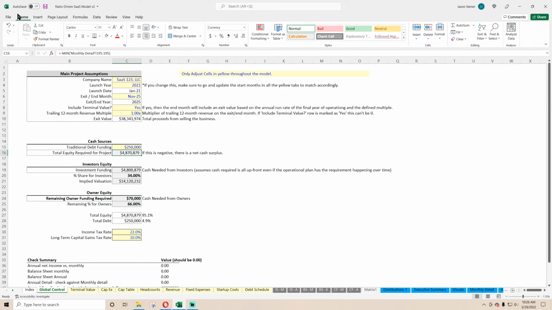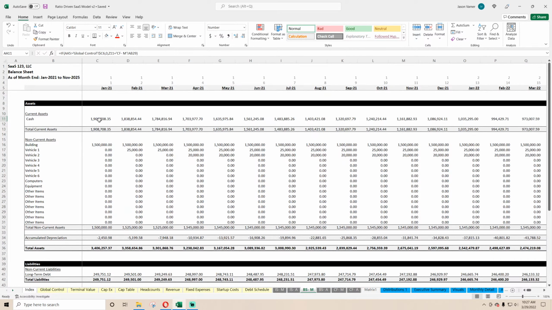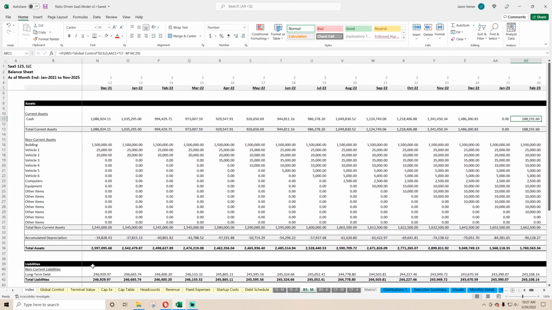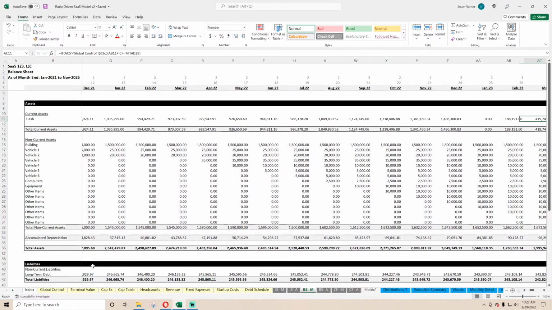So yeah, equity requirements up to 4.8 million now, which means that's what we're going to need from either investors and or owners to cover all the startup costs and expected burn to hire everybody and operate. So, balance sheet. This cash balance should go to 0. There it is. Okay, that's our nice check.